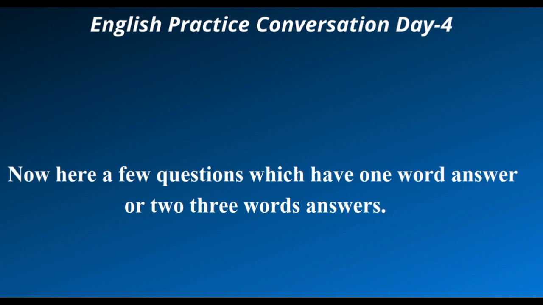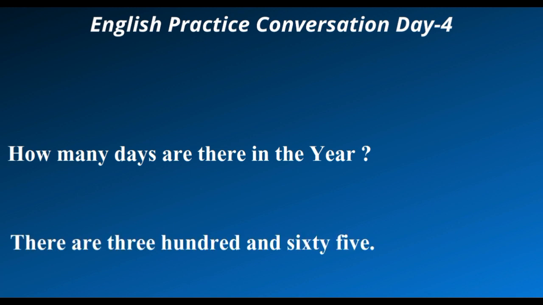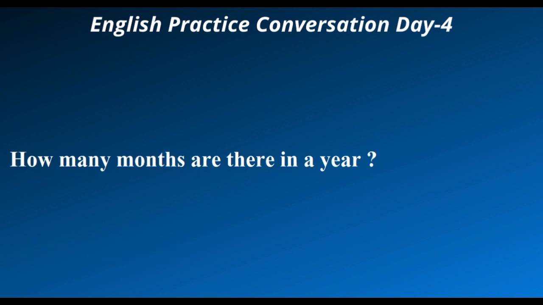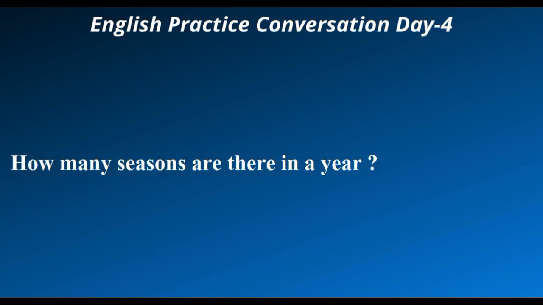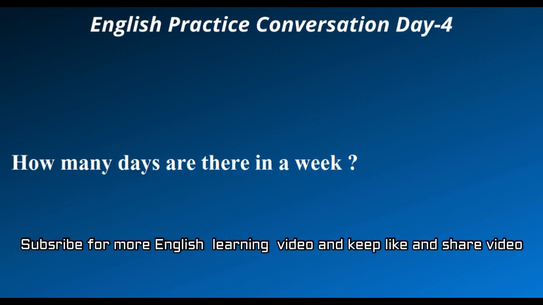Now here are a few questions which have one-word answers or 2 to 3 word answers. How many days are there in a year? There are 365. How many weeks are there in a year? There are 52. How many months are there in a year? There are 12. How many seasons are there in a year? There are 4. How many months are there in a season? There are 3. How many days are there in a week? There are 7.